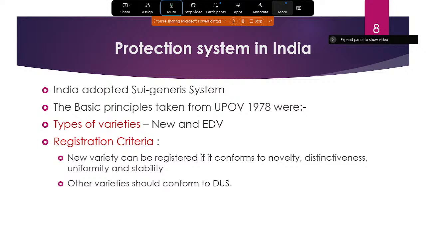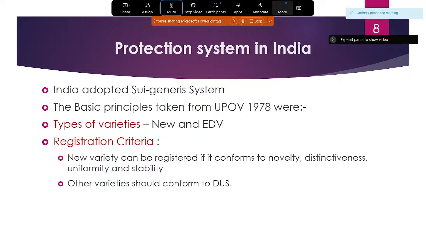Those were types of varieties, new and EDV. EDV means essentially derived varieties. And what are the registration criteria? A new variety can be registered if it conforms to novelty, distinctiveness, uniformity, and stability.